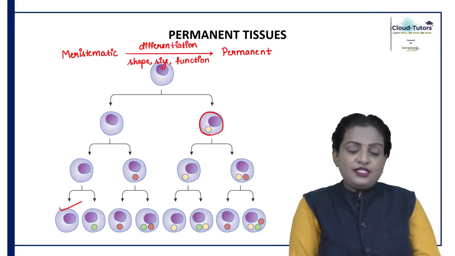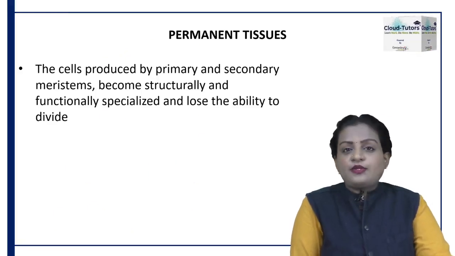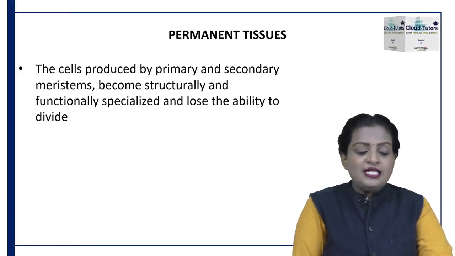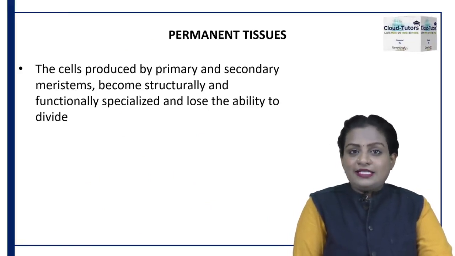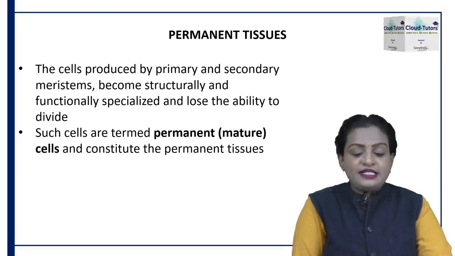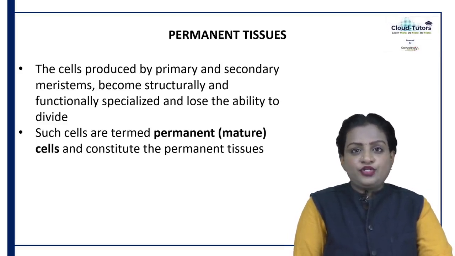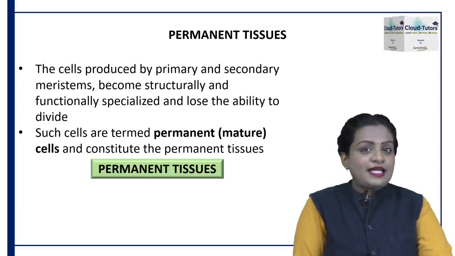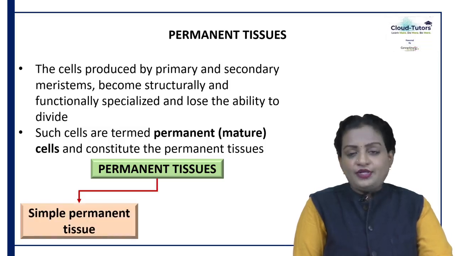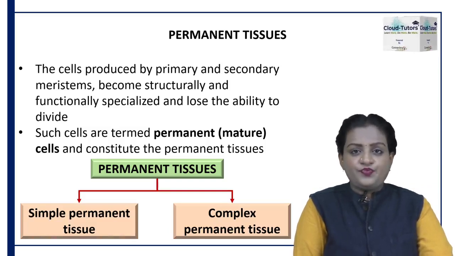In permanent tissue, if you see the characteristics, the cells produced by primary and secondary meristem become structurally and functionally specialized and lose the ability to divide. And such cells are termed permanent cells or mature cells and constitute permanent tissue. So there are two main categories under permanent tissue. One is simple permanent tissue. Second is complex permanent tissue.